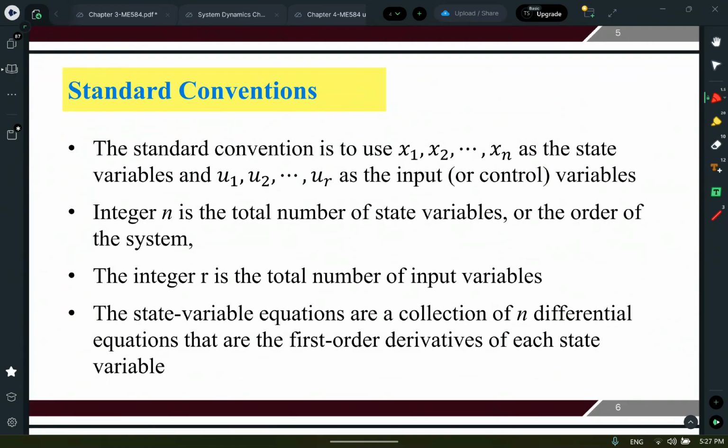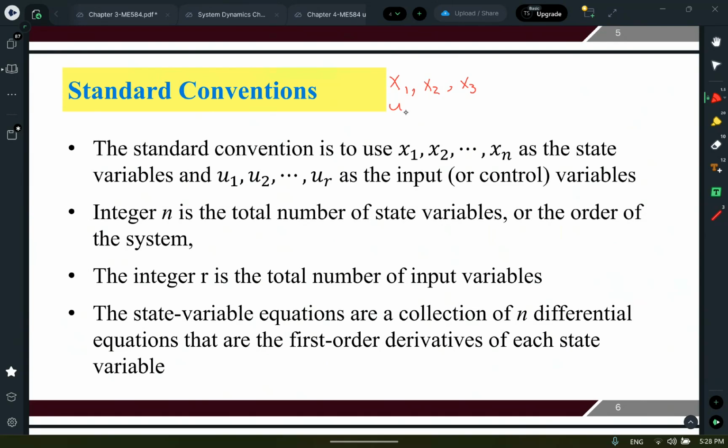So there are some standard conventions for state variables. The first thing is that we show states with X, and we show the inputs or the controls with U. Now, if I have one state, it's X. If I have two states, it's going to be X1 and X2. If I have three states, it's going to be X1, X2, X3. You see that the sub-indices come after X. This is the standard convention.